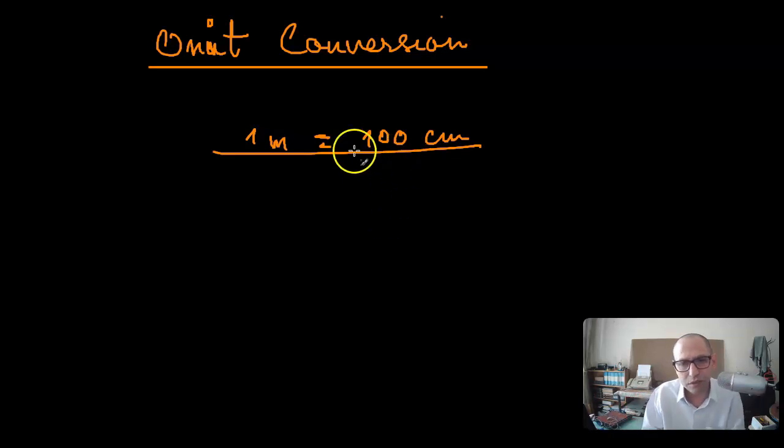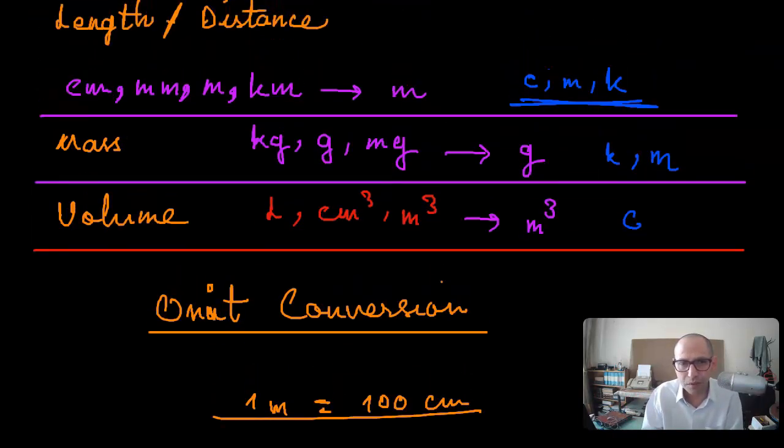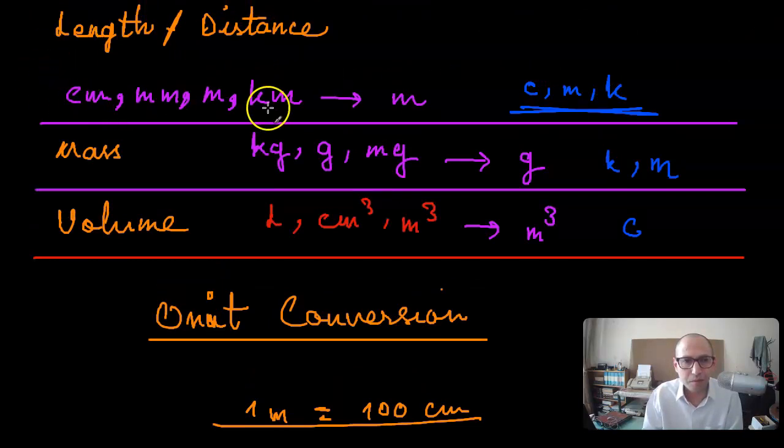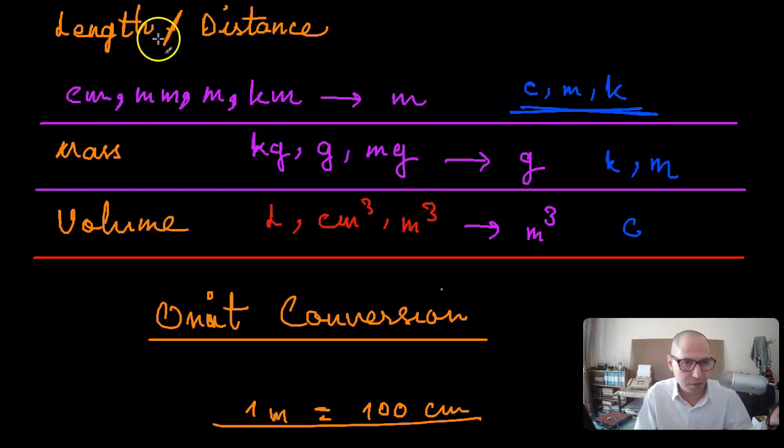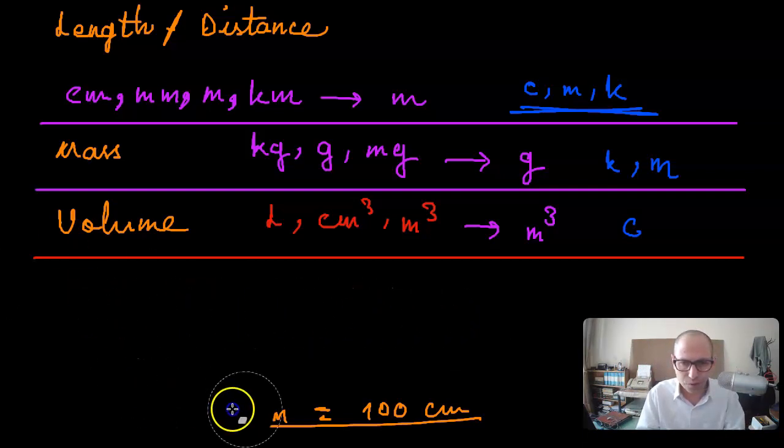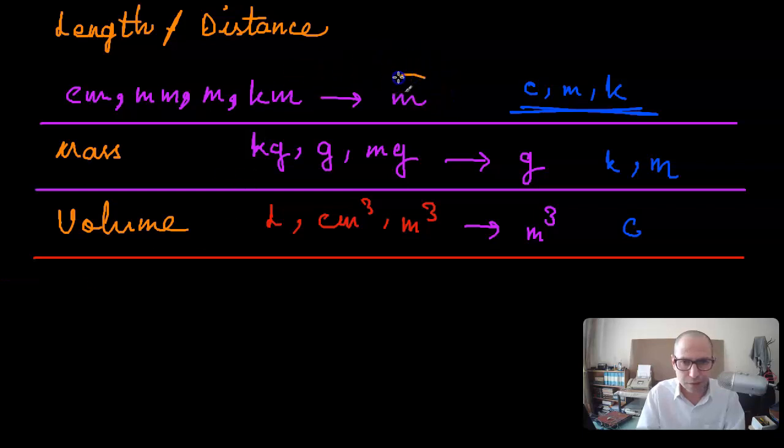So now let's take a look at one of these units, for example, the distance, and see how we can go from one of the units to some other units. Now, if we talk about length or distance, then you see that the unit that we use for distance is the meter, right?